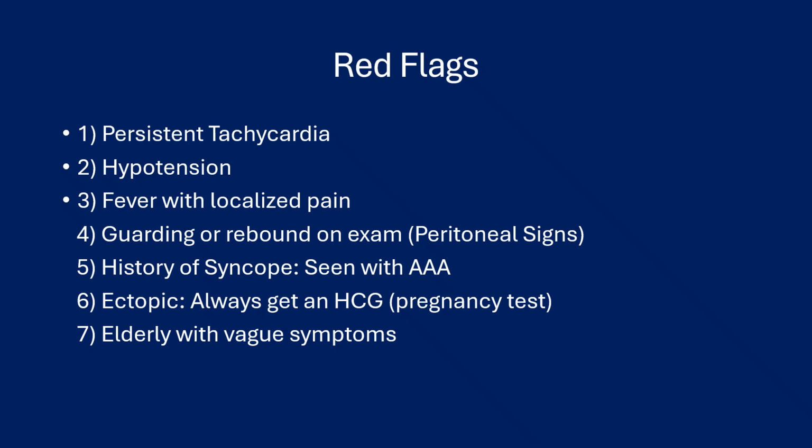Red flags that we look for: persistent tachycardia, hypertension or low blood pressure, fever with very localized pain. That's an ominous finding. Guarding or rebound on exam, as we discussed, are peritoneal signs that we look for. If you have a history of syncope in someone with abdominal pain, I've seen that before with abdominal aortic aneurysm dissection. Ectopics, always get an HCG, a pregnancy test.